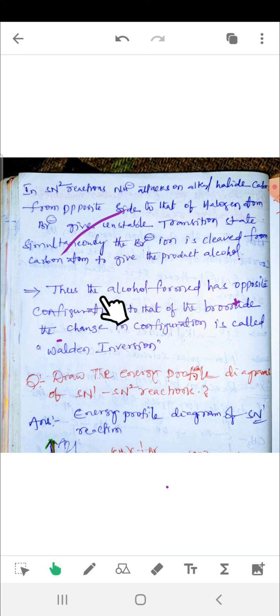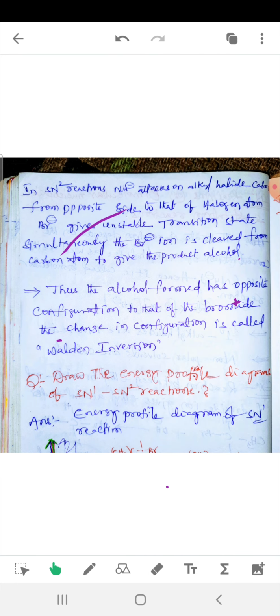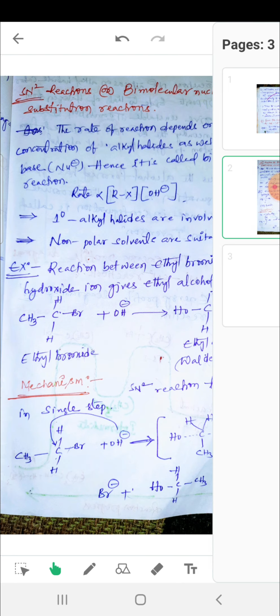Next, thus the alcohol is formed with the opposite configuration to that of the bromide. The change in the configuration is called Walden inversion. This is the SN2 reaction. Remember once again, what is the compound formed? Just we have to see here.